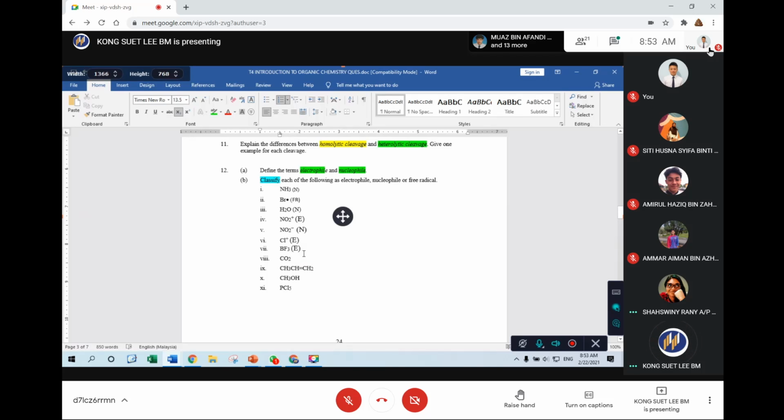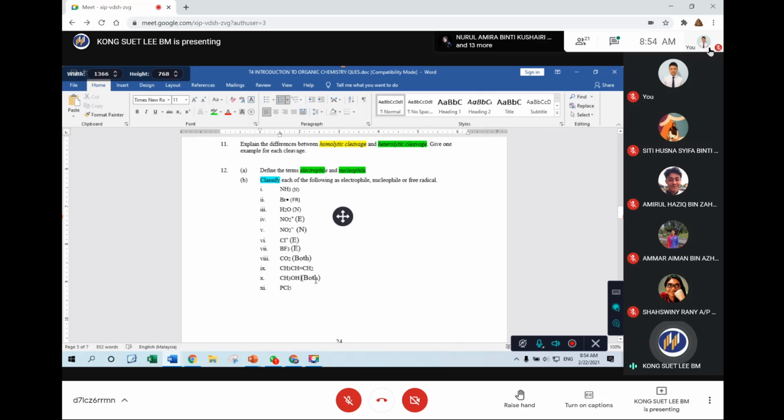CO2. CO2, the answer is can be electrophile, can be nucleophile. Up to you. Depends on you whether you check for the C or O. If C, electrophile. If you look at the O, is nucleophile. Okay, same for CH3OH. CH3OH also both can be nucleophile or electrophile. If you look at the C, is electrophile. If you look at the O, is nucleophile.